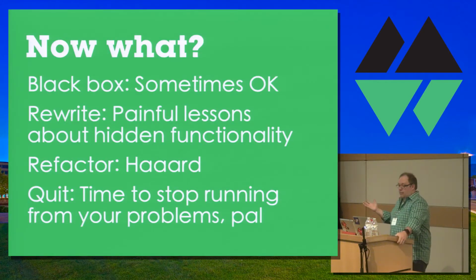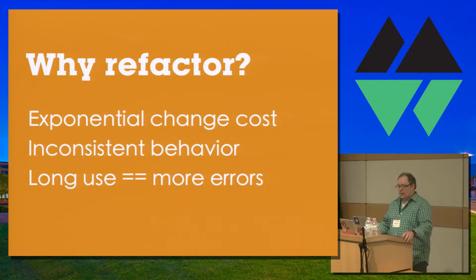So the black box is fine if you know you're never going to have to touch it again. The rewrite is super tempting, but you're going to find lots of hidden pain from features that exist and were built over time. And you always discover some kind of business logic that was secretly hiding in that code somewhere. And quitting's out because we're done running away from our problems. All right, so we decided refactor is best in this case.